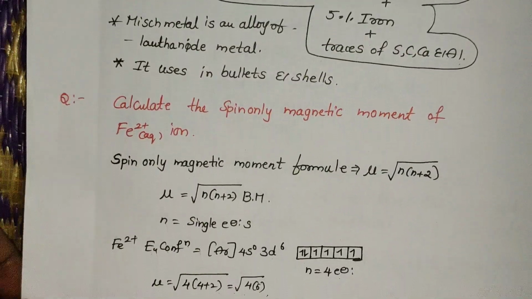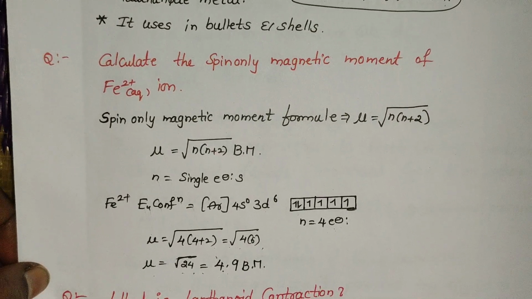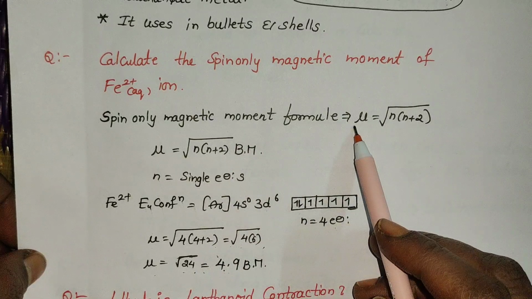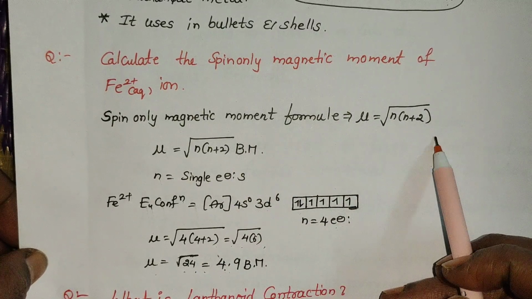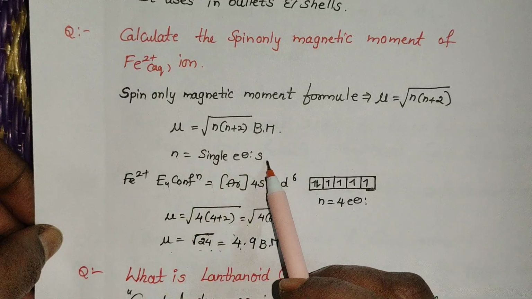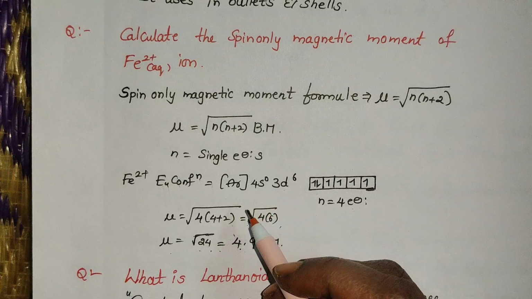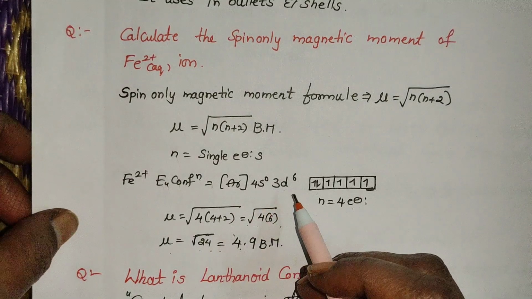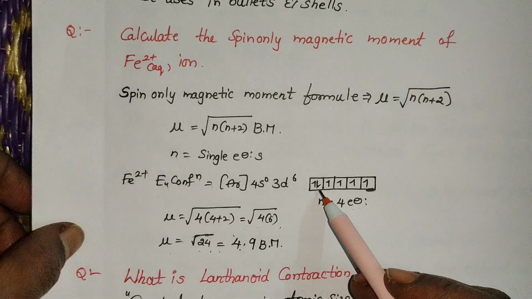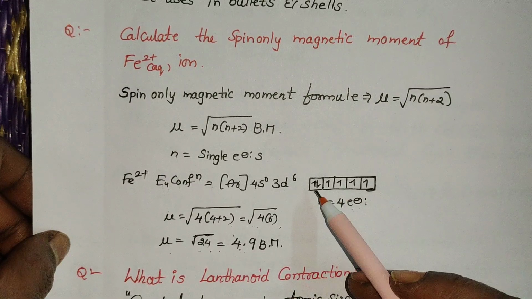Next, one more question: calculate the spin-only magnetic moment of Fe2+ ion. For the magnetic moment, we have the spin-only magnetic moment formula: mu equals under root n into n plus 2 Bohr magnetons, where n equals the number of single electrons. Fe2+ electronic configuration is argon 4s0 3d6. Okay, 3d6 means 6 electrons in the d orbital, which has 5 subshells. First we have to fill one electron in each, later pairing occurs.